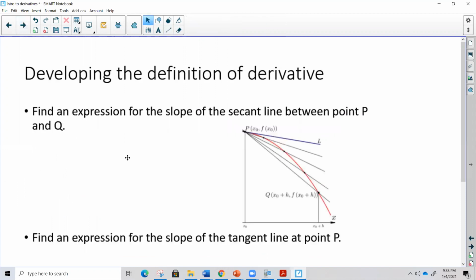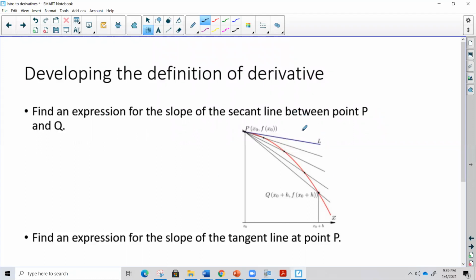We are going to first find it using the definition of the derivative, which is a long way, and then we'll find shortcut rules to make it much easier to find the derivative. But we're going to go back to the concept of secant line versus tangent line, and using the secant line to approximate the tangent line to come up with this definition.